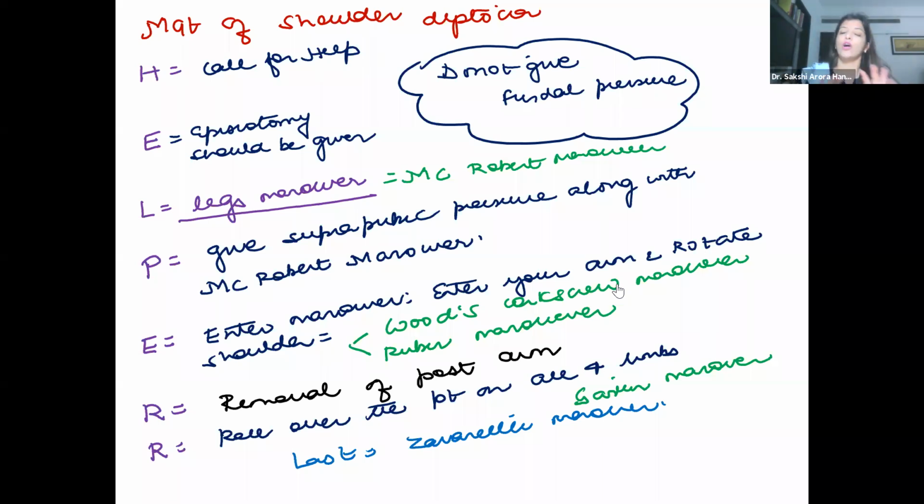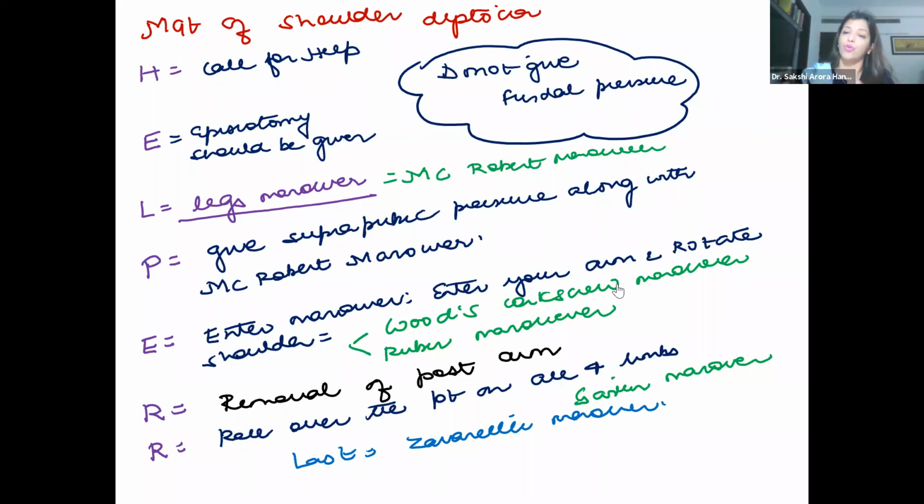E stands for, now if this fails, then I'm going to take my hand inside and rotate the shoulders. So E stands for entering maneuvers, which are the Wood's corkscrew maneuver and Rubin's maneuver. You don't need to know any details, just the names of these maneuvers. Then suppose this also fails, then I try to deliver the posterior arm.